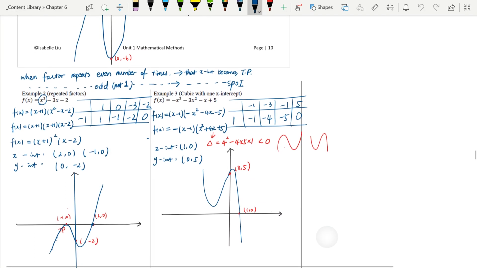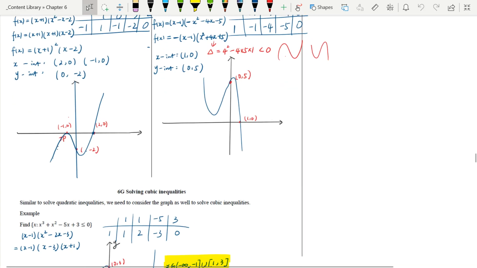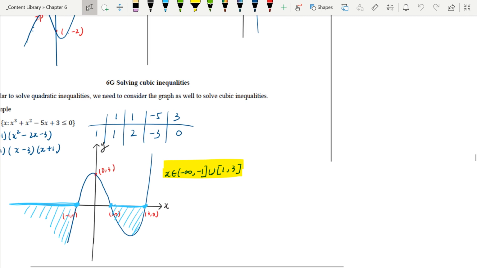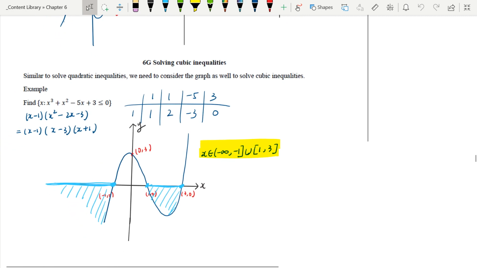I don't know which page. This is page 11, I think. Like 11. 6G solving cubic inequalities.